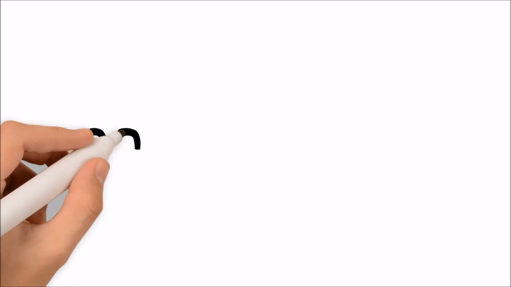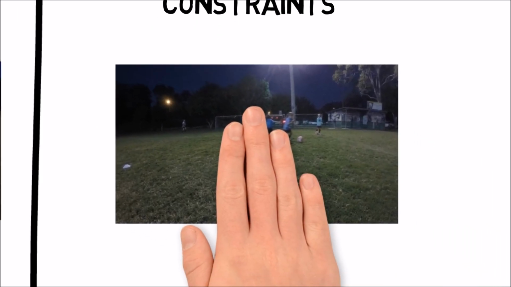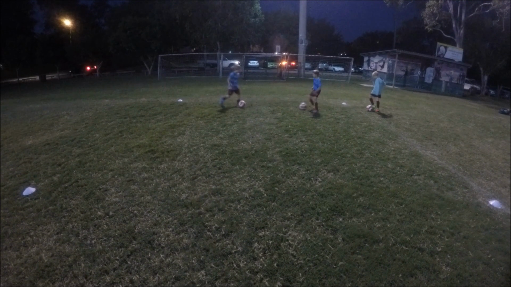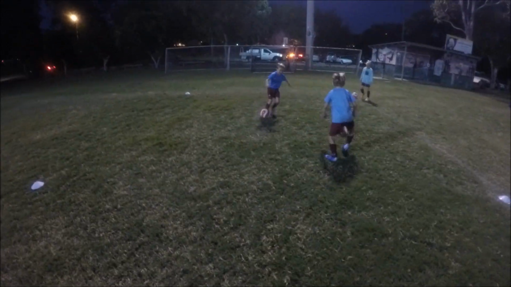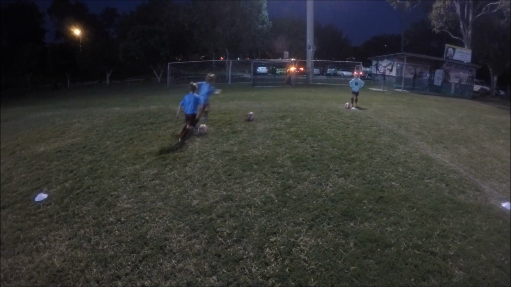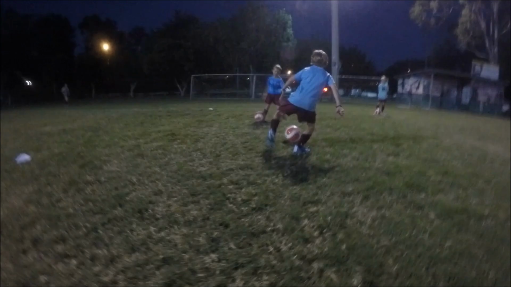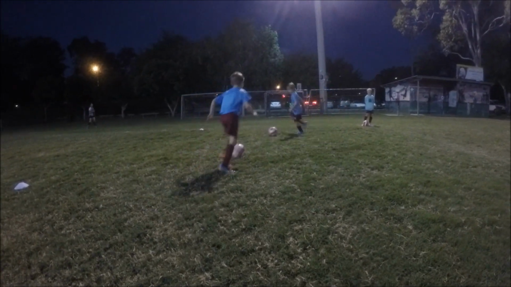Here is an example of a constraints-based ball mastery activity, using an opposition player as a point of reference. In this activity, players are split into two roles. One person is a tagger and the other a runner. The aim of the runner is to avoid getting tagged for 15 seconds. The aim of the tagger is to tag the runner. Both players must be in possession of a football.